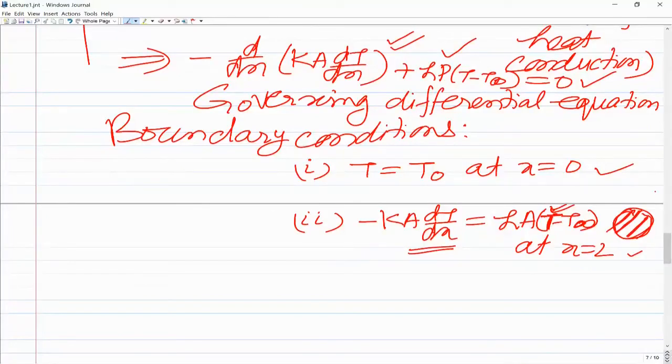I will start next with the approximate analytical solution. Why I am discussing approximate analytical solutions is because that is the basis for the development of the finite element method. So that is why I discussed these approximate analytical solutions.